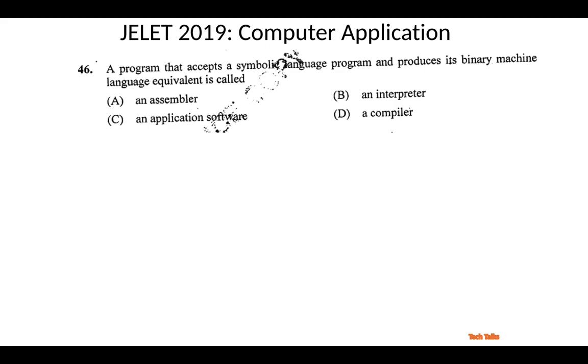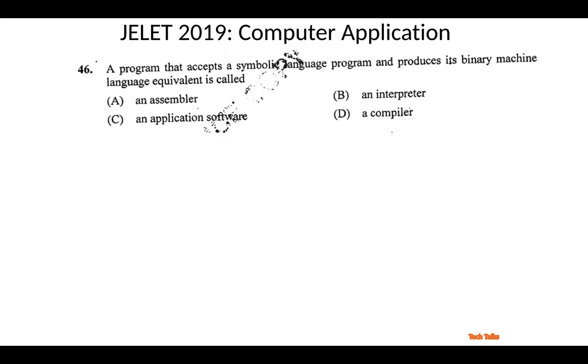Okay, next question. The program that accepts a symbolic language program and produces its binary machine language is called. The options are assembler, interpreter, application software, and a compiler. We know that application software is not anything that compiles something. That is system software, not application software. OS or compiler are always system software. So C is not an option.